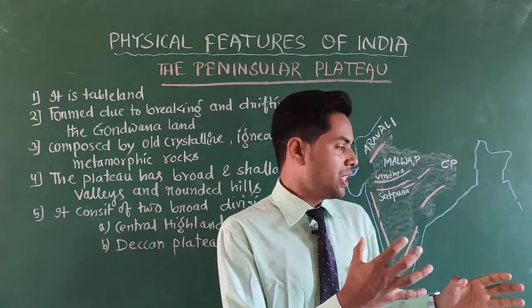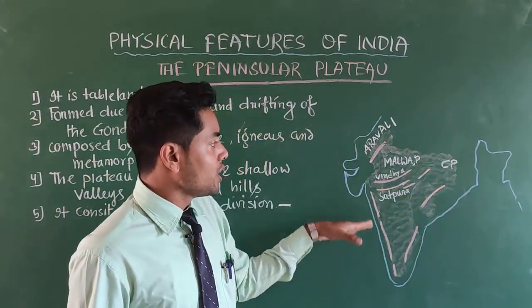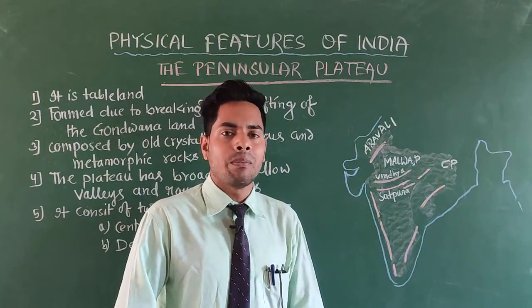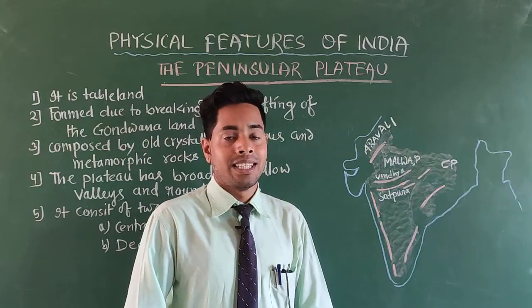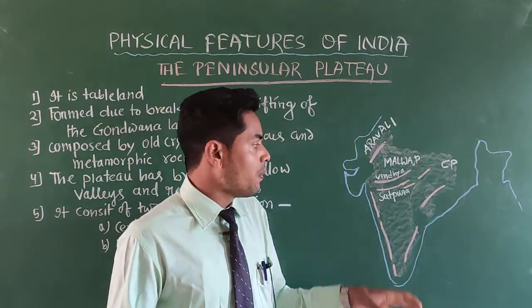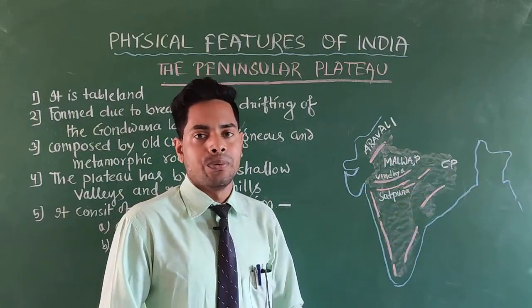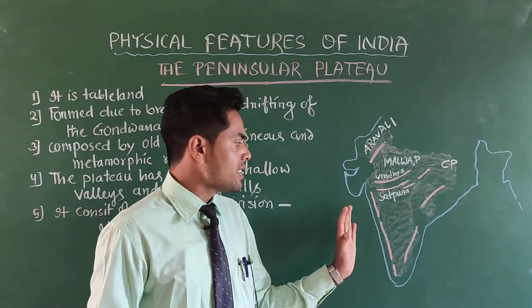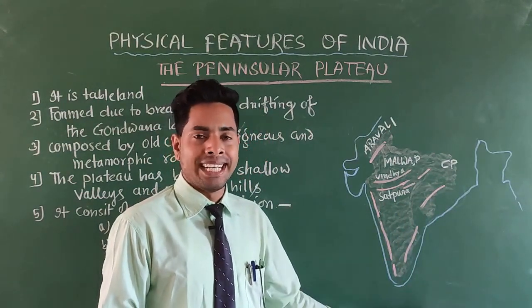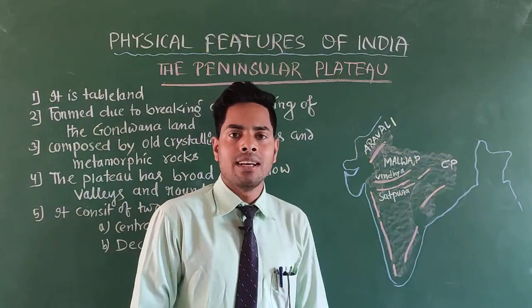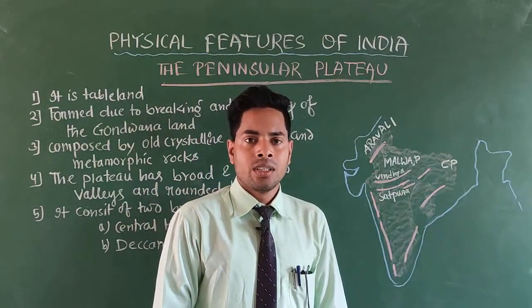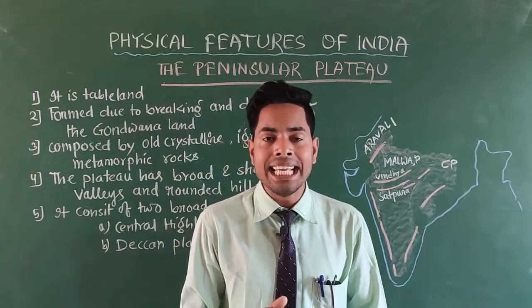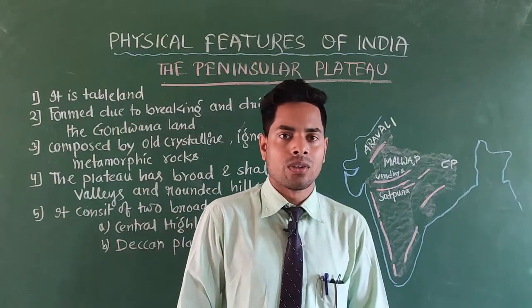So dear students, see the diagram. This is the plateau region. This plateau region formed due to the breaking and drifting of the Gondwana land. This Gondwana is an old landmass that formed the Peninsular Plateau. Peninsular means three sides are covered by water. In the west is the Arabian Sea, in the south the Indian Ocean, and in the east the Bay of Bengal. This Peninsular Plateau is composed of crystalline, igneous and metamorphic rocks.